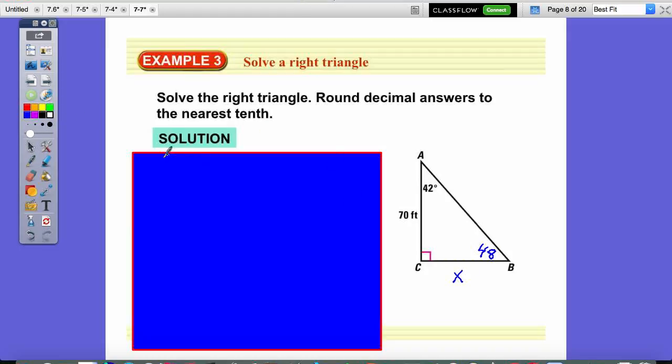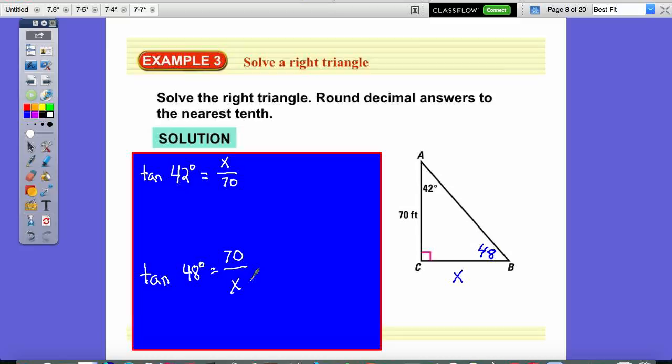If I deal with the 42-degree angle, X represents the opposite and 70 represents the adjacent leg. And that's the tangent ratio. So I can use that formula to find X. Since I know that this angle is 48 degrees, I could also use the tangent of 48 degrees. But now my ratio is flipped. 70 is the opposite, and X is the adjacent.